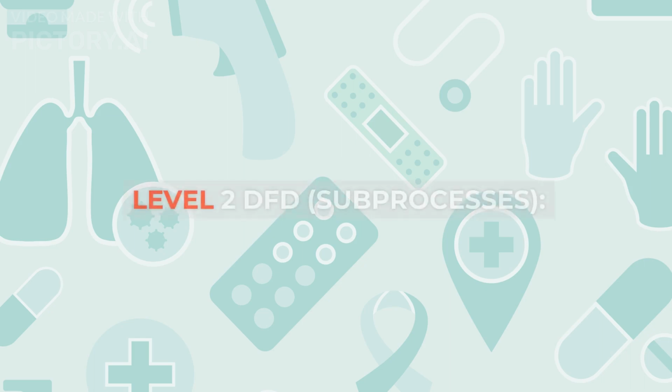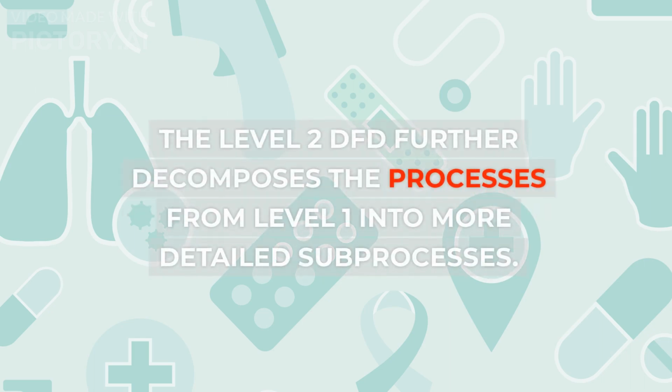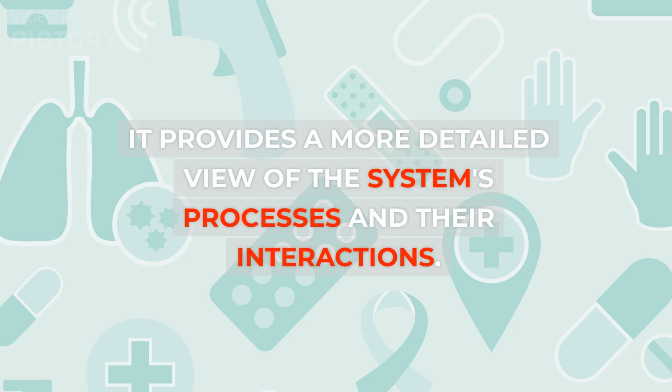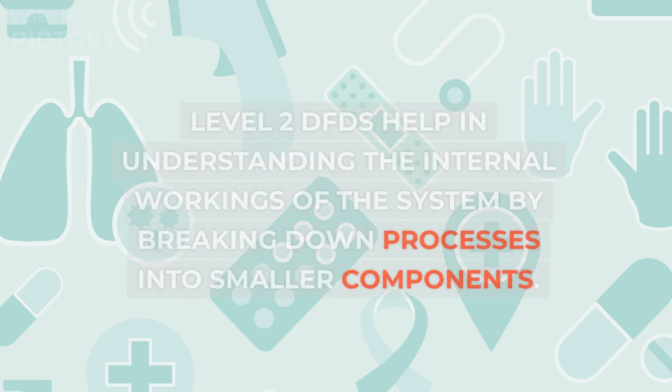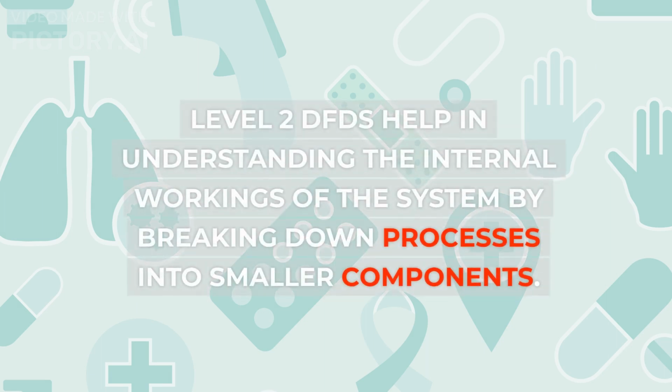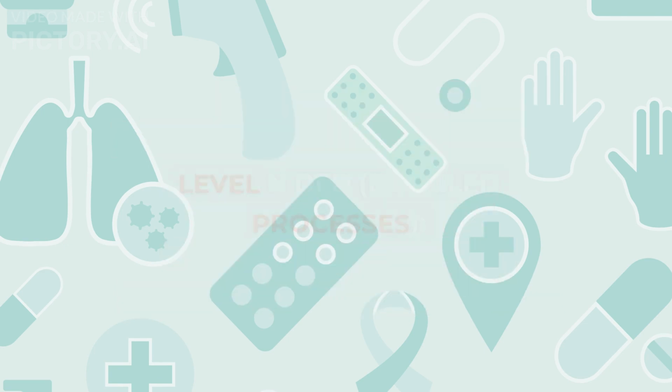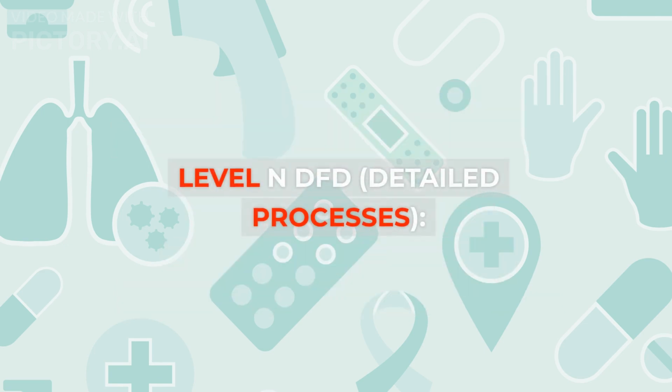3. Level 2 DFD, Subprocesses. The Level 2 DFD further decomposes the processes from Level 1 into more detailed subprocesses. It provides a more detailed view of the system's processes and their interactions. Level 2 DFDs help in understanding the internal workings of the system by breaking down processes into smaller components. The data flows and data stores are represented at a more granular level, providing a deeper understanding of the system's information flow. 4. Level N DFD, Detailed Processes.